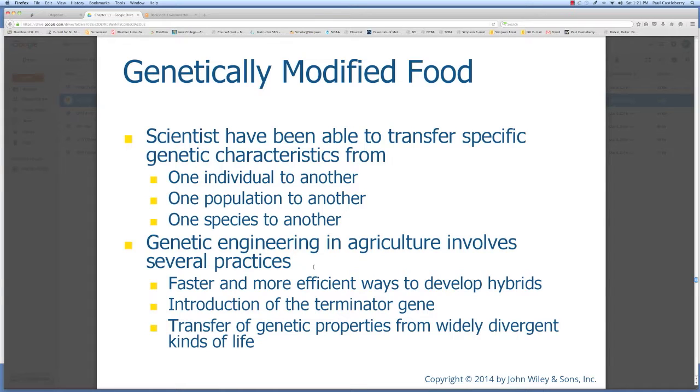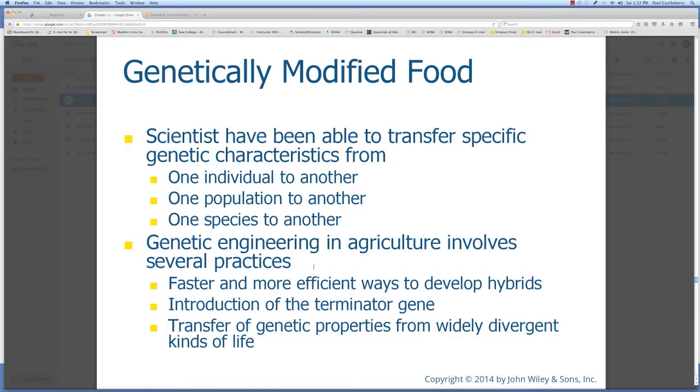People, I've noticed over the last 20, 25 years, there have been people that support this, and then there have been others for whom this is a real hot button. So what has happened? Scientists have been able to transfer genetic characteristics, DNA, from one species to another, from one population to another. Genetic engineering in agriculture does involve these types of practices. It's a faster and more efficient way to develop different hybrids. Okay, so different hybrids that would grow much better in, let's say, desert areas.